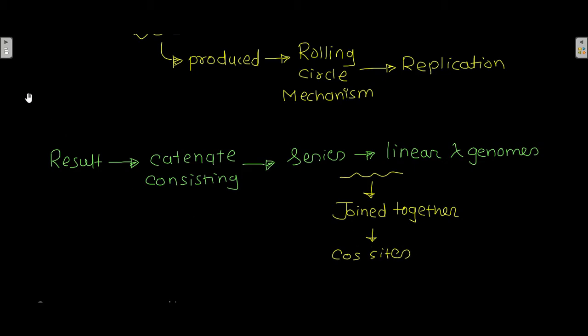A concatemer means there is a long DNA molecule, and these are the cos sites. This molecule will be broken down, and then the individual genomes will be packed into viral proteins, and that is how the new viruses are produced.